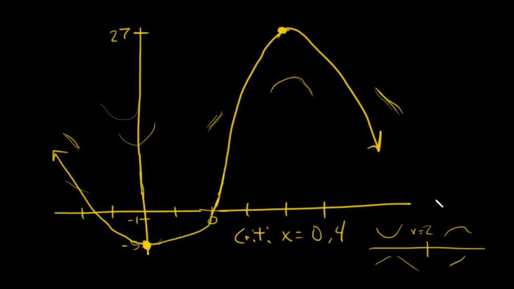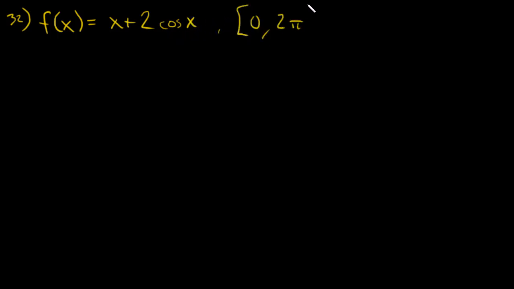Alrighty, so now let's clear this and move on to the next one. Okay, let's see. So for the next one we had 32. And 32 was f of x equals x plus 2 cosine x. I know a lot of y'all love trig functions, and this is 0 to 2 pi. Okay, that's the domain that we're going to have for our x values.